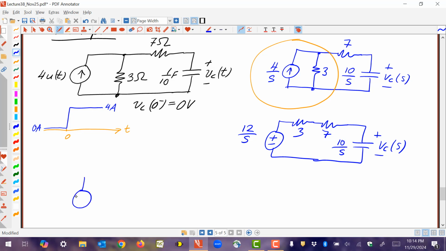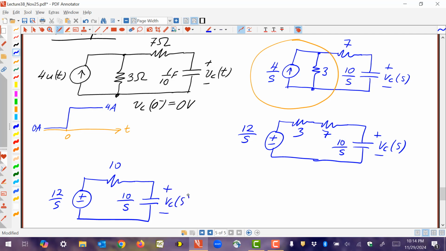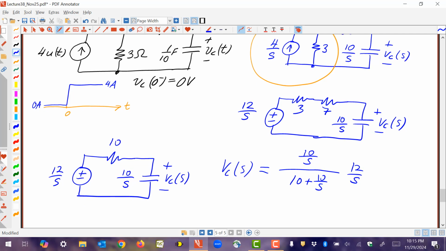So now our circuit is like this, right? We have 12 over S, 10 ohms, and this is 10 over S ohms actually as well, and this is VC of S, and voltage division again, right? I mean, I guess we could have transformed one more time, do current division. We can do all kinds of things, but I'm just taking it back to the original circuit that we dealt with. Voltage division, right? 10 over S, 10 plus 10 over S, and then we are going to apply 12 over S, right? Simplify the circuit.